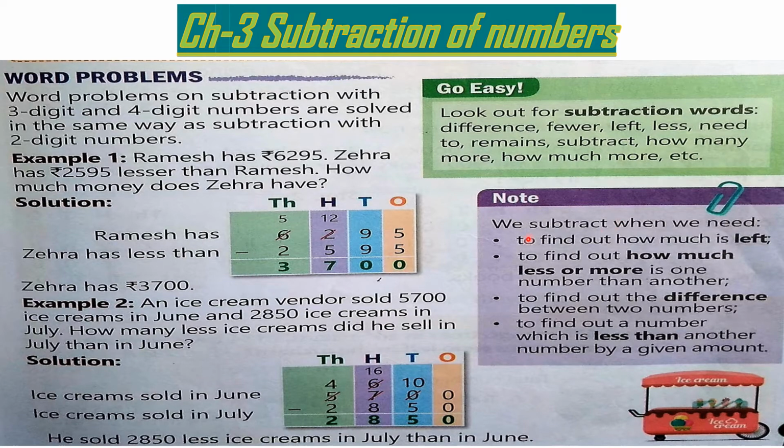As you can see in these notes, we subtract when we need to find out how much is left. Okay, in this case we are doing subtraction to find out how much less or more one number is than another. So in this situation also we subtract to find the difference between two numbers. We also subtract to find a number which is less than another number by a given amount.